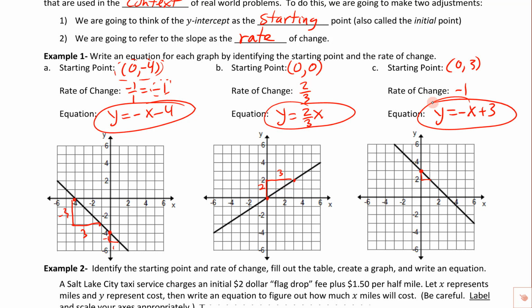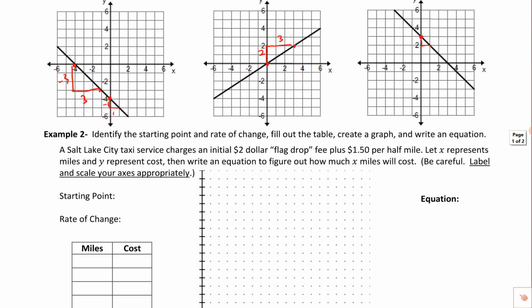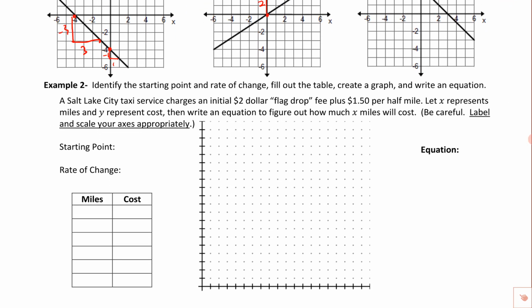Now, this is writing the equation from a graph, and we're thinking of this in terms of starting point and rate of change. This could also be considered like a context. So we're given information, we're given a picture of the information, then we need to write down the equation. Okay? Now, in these next couple problems, these are going to be a bit more of a story problem to figure out. So it says, identify the starting point and the rate of change, fill out the table, create a graph, and write the equation.